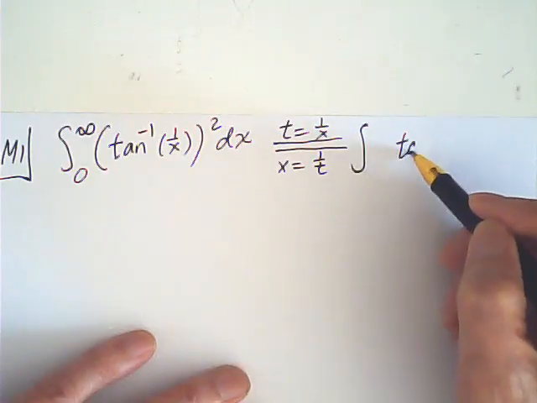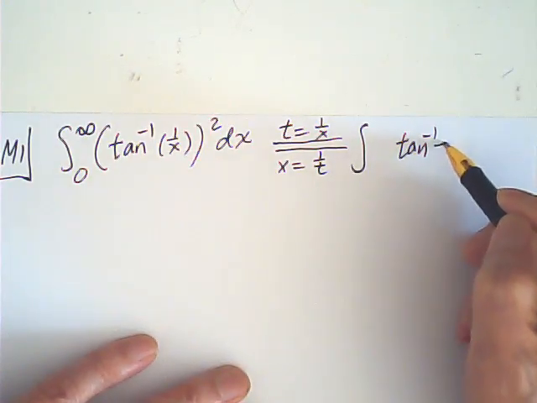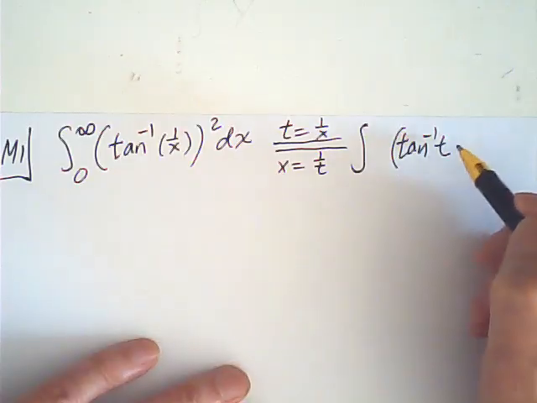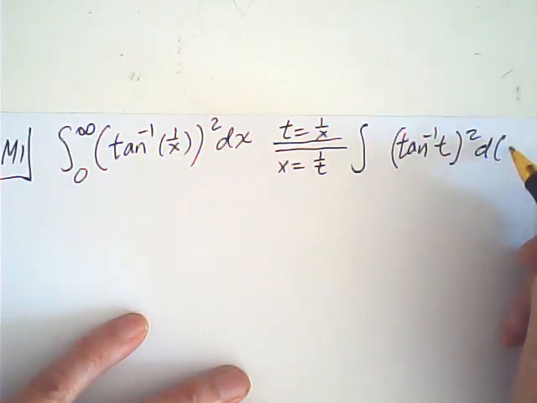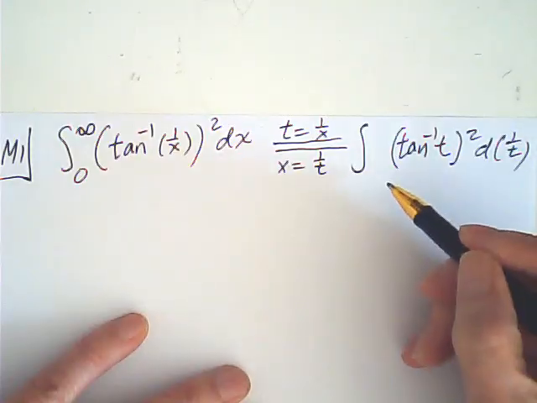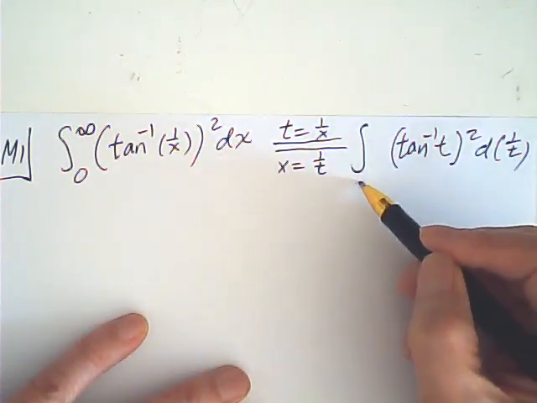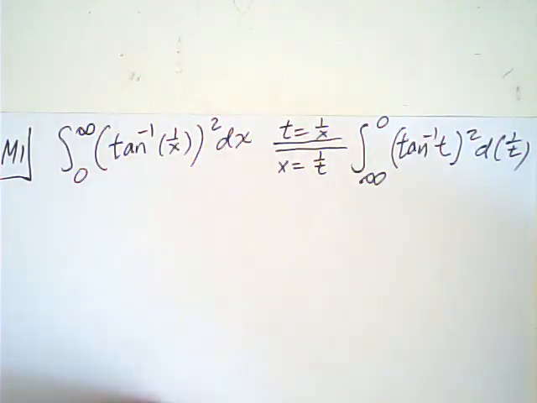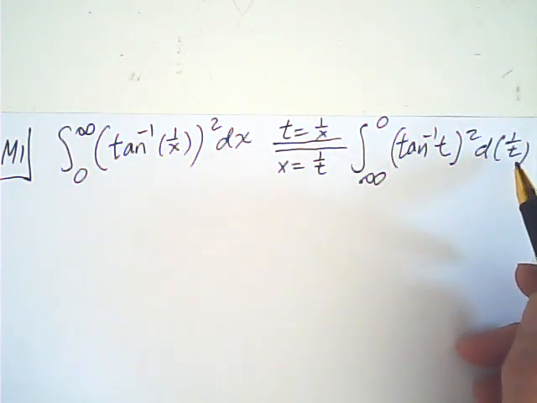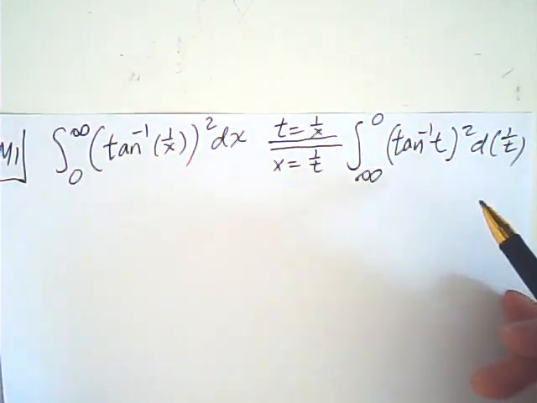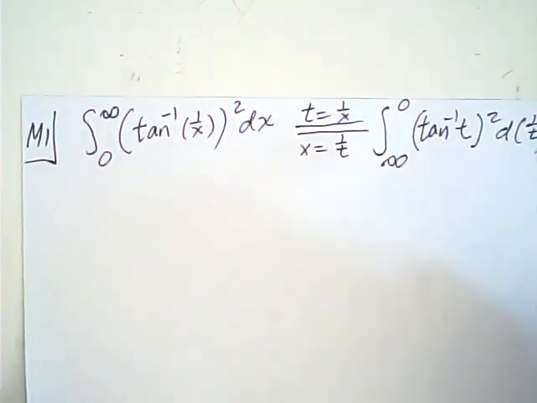arctangent t squared and d(1/t). The boundary has been changed from infinity to 0. Okay, now I didn't expand d(1/t) because I can use by parts right away.